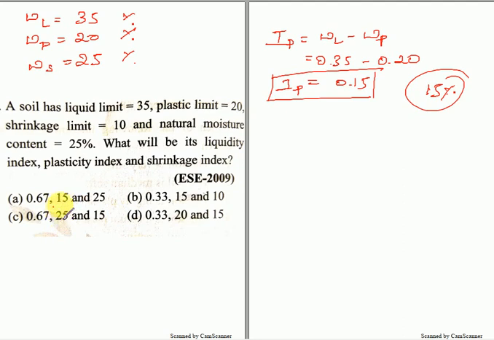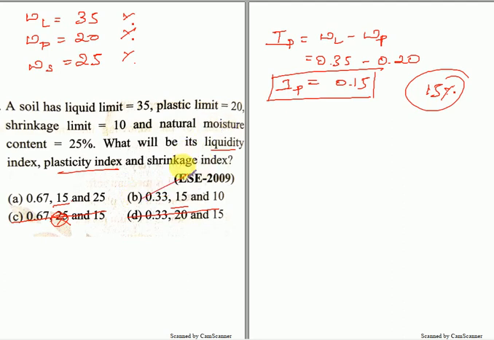See, the middle value given is IP, which is 15 in both options. Either option A is right or B is right, because here it is 25 and here it is 20, so we can eliminate that option. This is called the elimination strategy. Even if you don't know the formula for the liquidity index and shrinkage index, you can go by probability, either 1 or 2, and in most cases you will get the right answer.